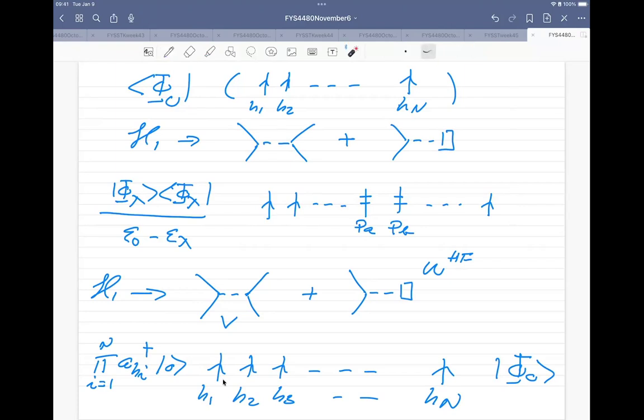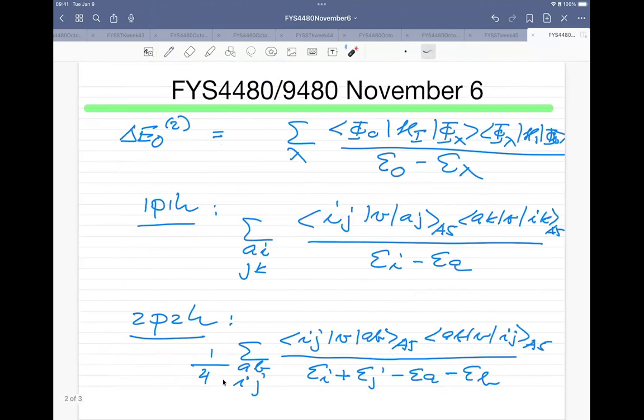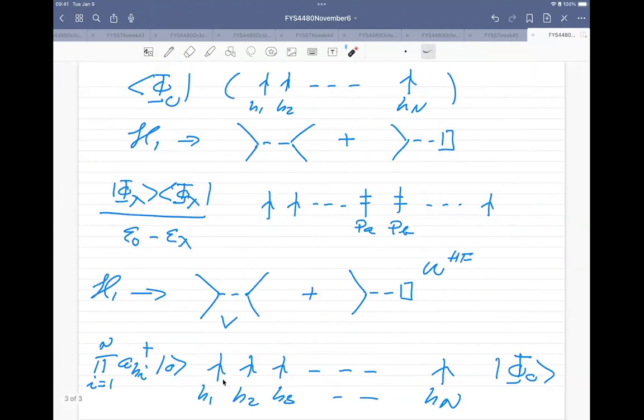And then if you look at this contribution which you have here, for instance, you could think of this being a ground state. The interaction acts on it. It perturbs the system, and it creates a two-particle, two-hole excitation. Then the system interacts again, and it brings everything back to the ground state. So it de-excites a two-particle, two-hole excitation.